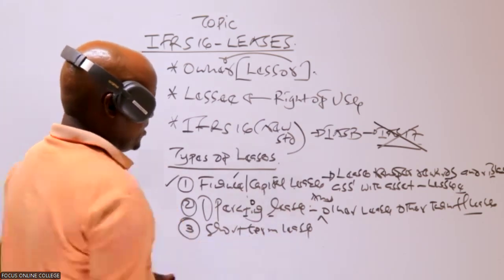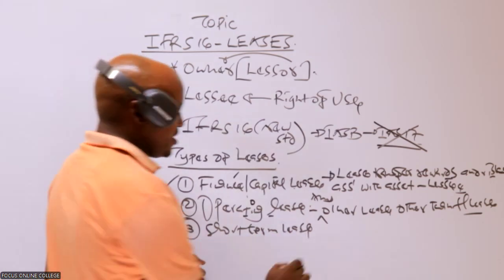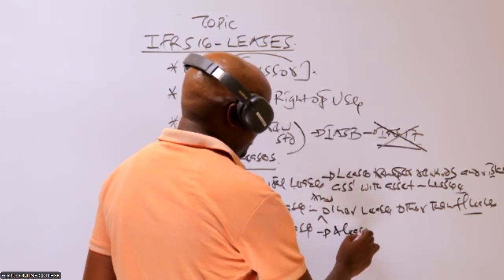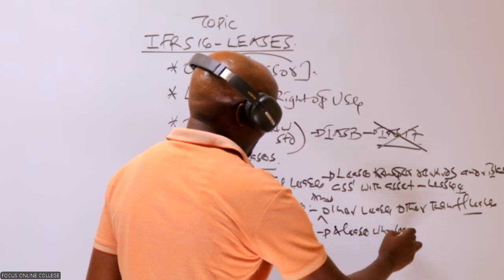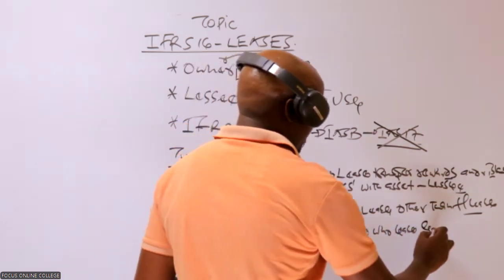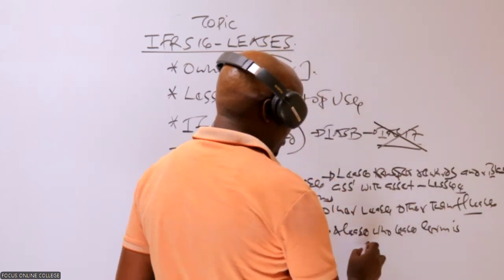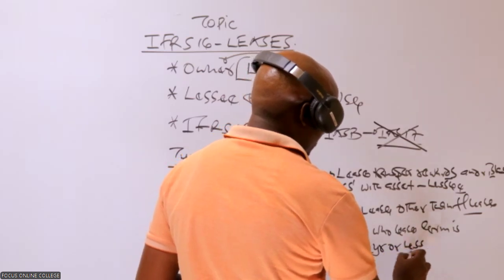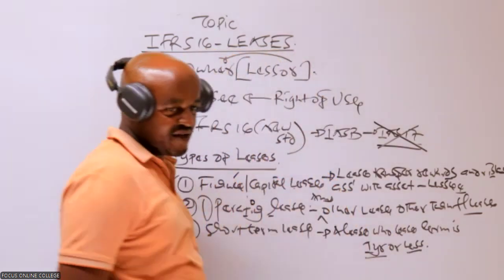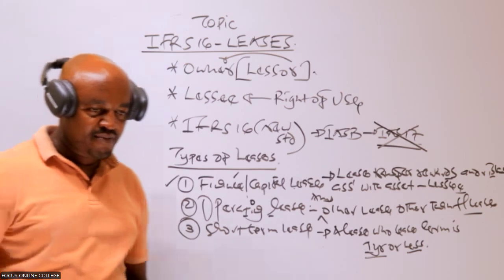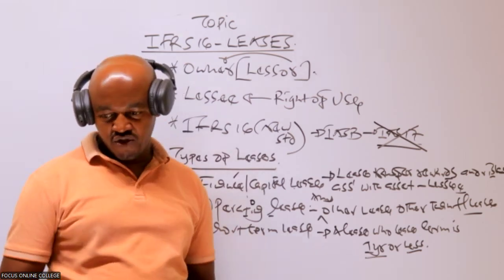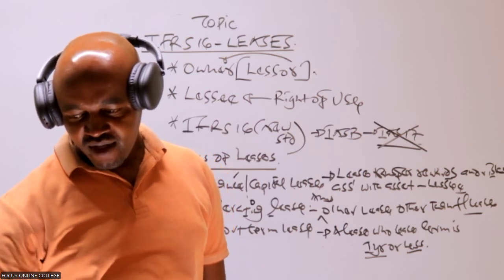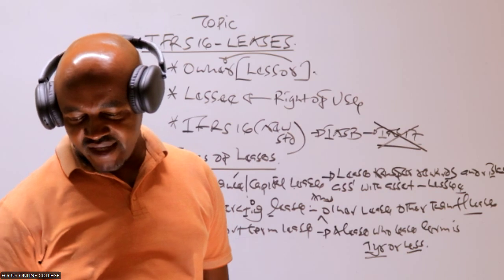Then from there, we have the other type of lease, and that is the short-term lease. Basically, we say that this is a lease whose lease term is 1 year or less. When we talk about the lease term, you're referring to that particular period of time the asset is leased out.